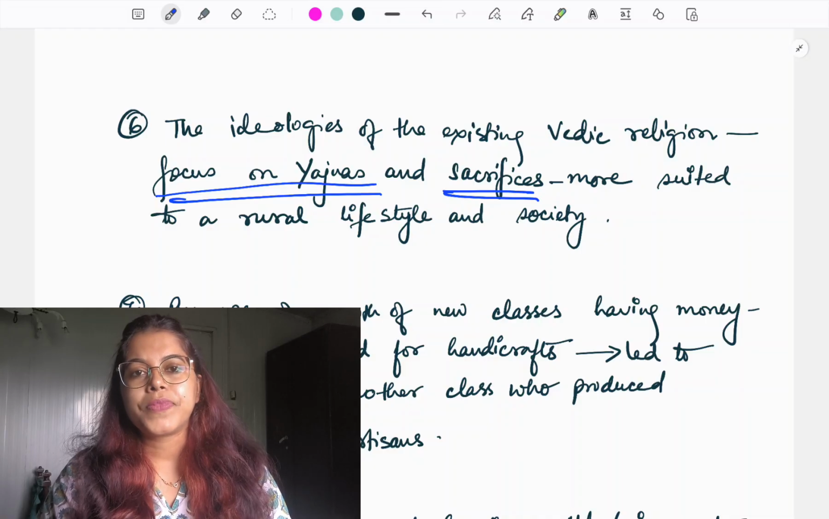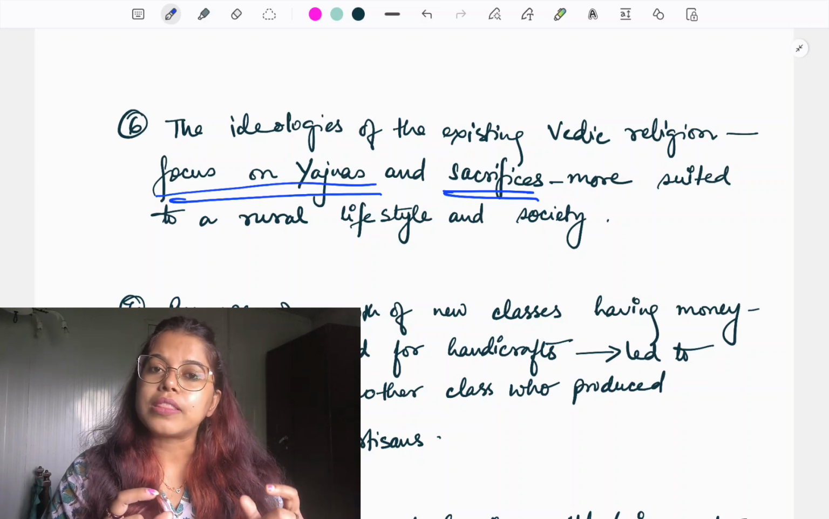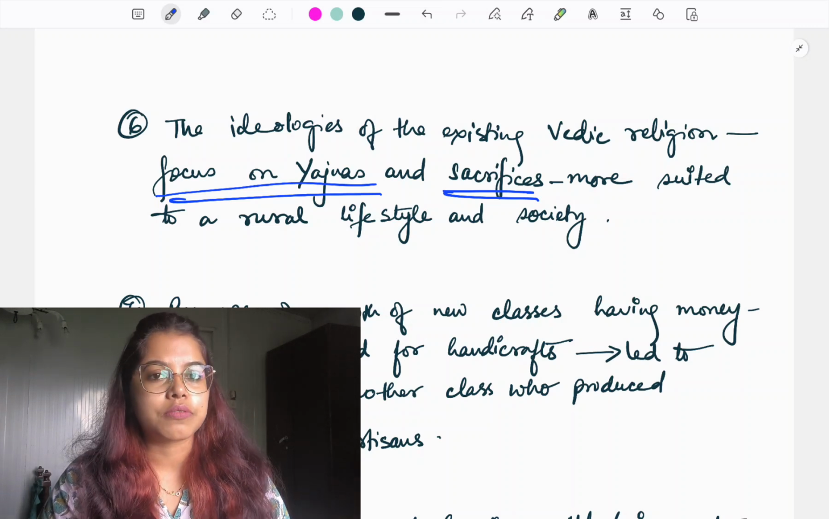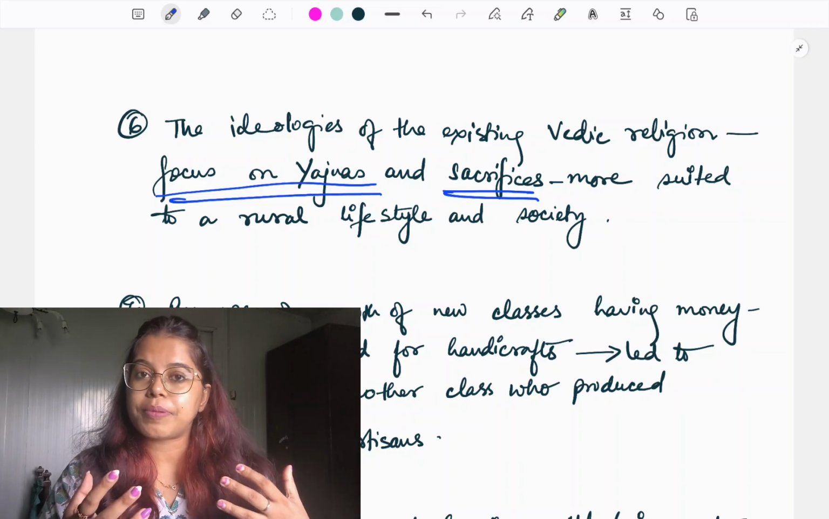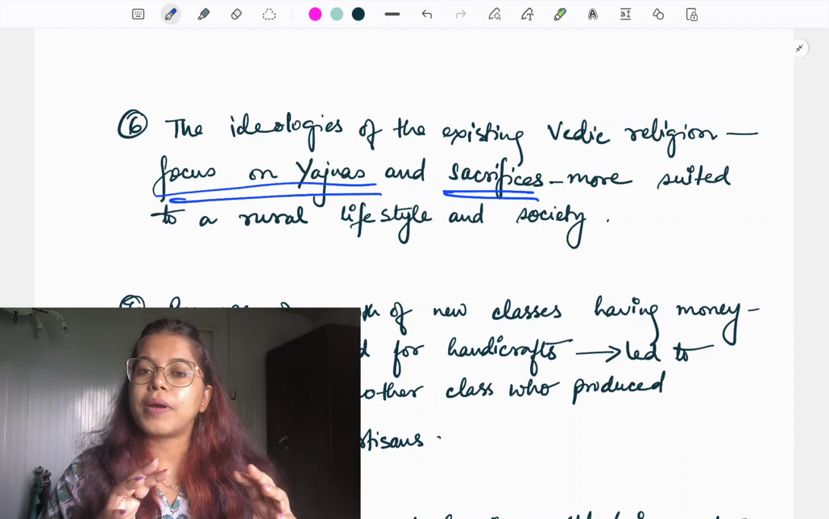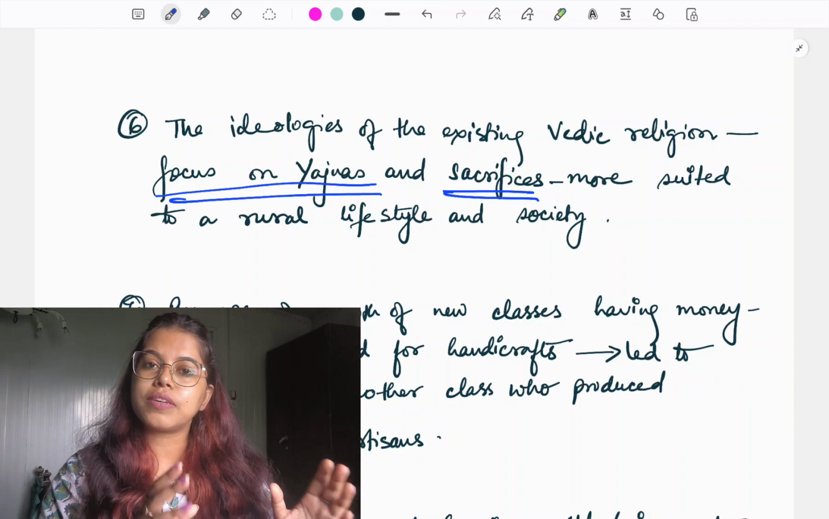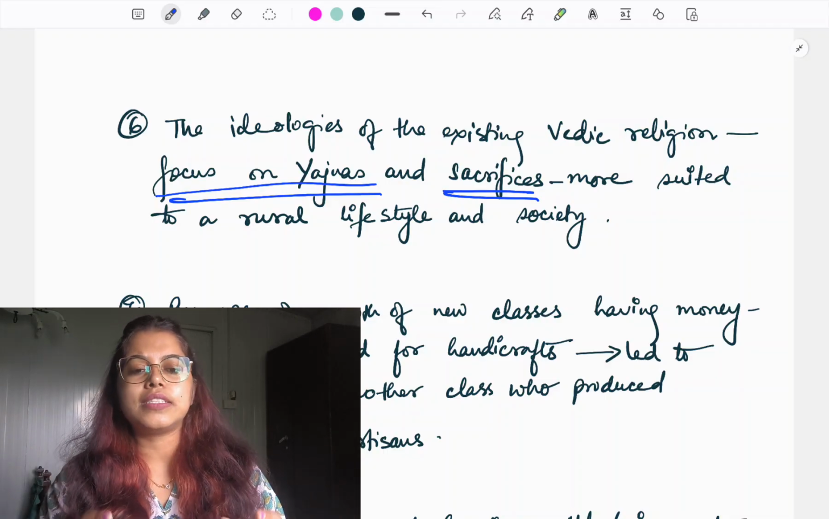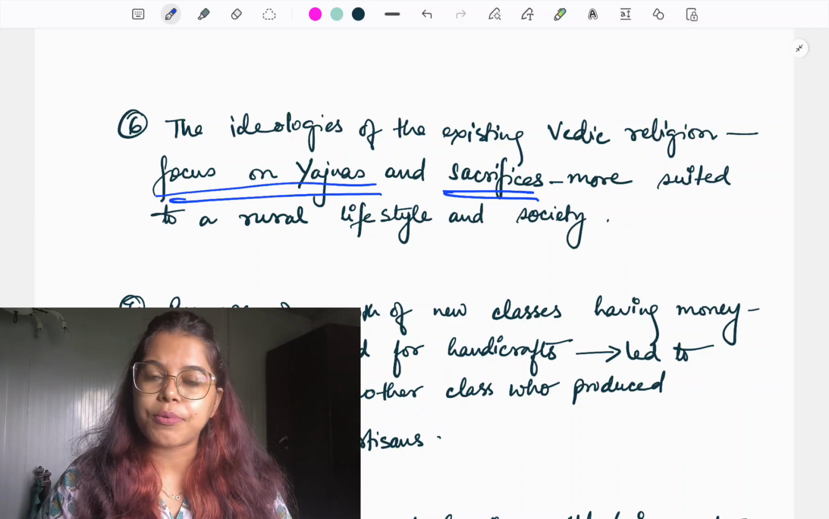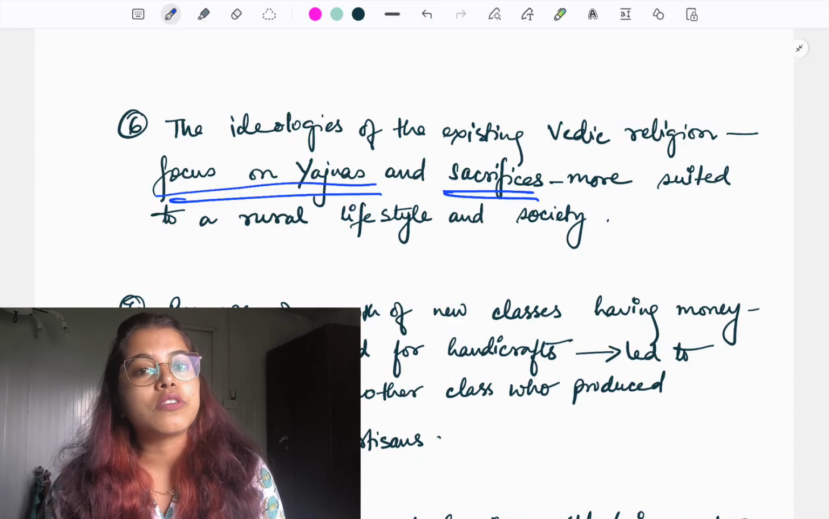Now, initially in the Rig Vedic period, these yagnas were quite simple. Even the mantras were simple and people could connect to them. But gradually, as Brahmanical dominance increased, the mantras became very complicated. They wanted to keep it exclusive, so that only the Brahmins could perform it. Next, the yagnas became much more elaborate, and because of that, they also became very costly.